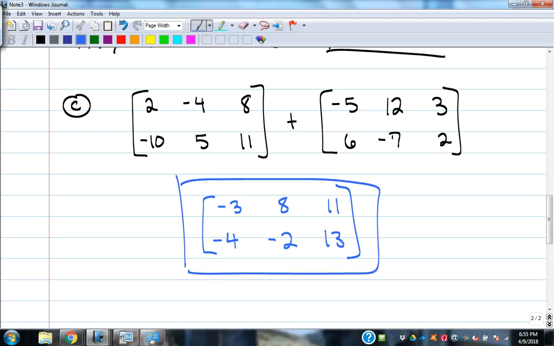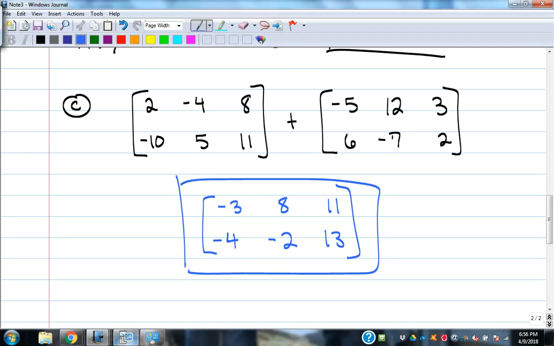If it's addition, you're adding the corresponding parts. If it's subtraction, you're subtracting the corresponding parts. If they are not the same size, it's an undefined operation. If you tried to do it with your calculator, it would give you an error saying dimension mismatch, because the dimensions of the two matrices don't match. Addition and subtraction have to be the same.